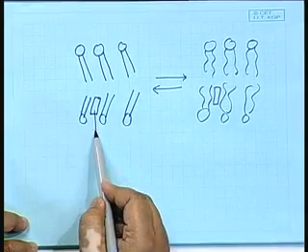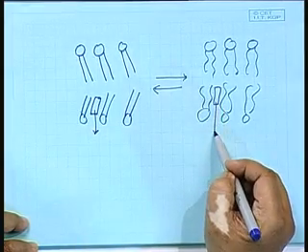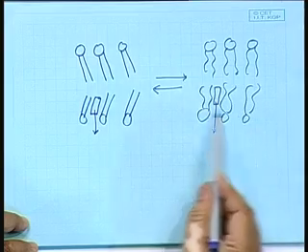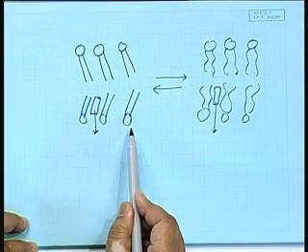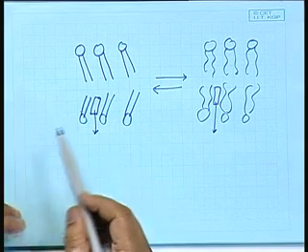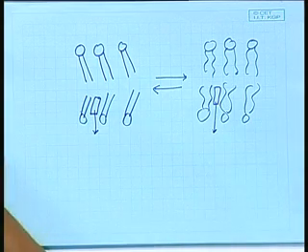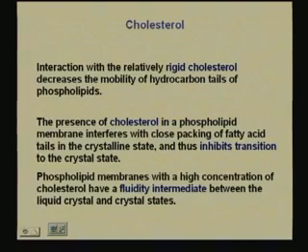So, that is where the cholesterol comes into the picture. It will not allow it to form this complete perfect crystalline state, because it disrupts, in a sense, the packing. The presence of the cholesterol, as we see here, is going to interfere with the close packing of the fatty acid tails, and it is going to inhibit the transition to the crystal state.